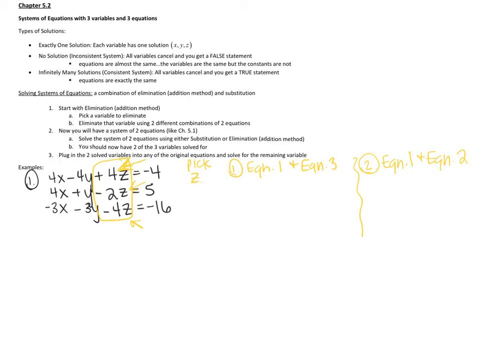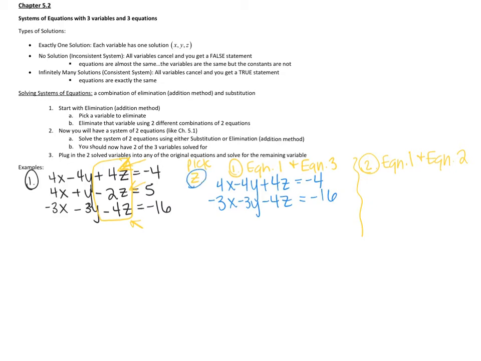So let's start off with our first one. We are picking equation 1 and equation 3. So let's say we have equation 1, which is 4x minus 4y plus 4z equals negative 4. And then equation 3, which is negative 3x minus 3y minus 4z equals negative 16. Now remember that we have picked z.